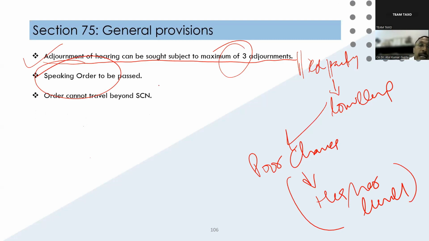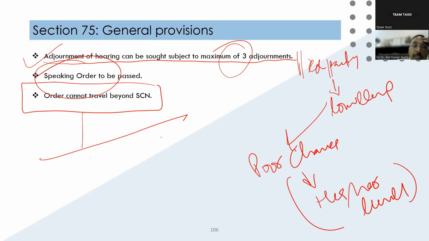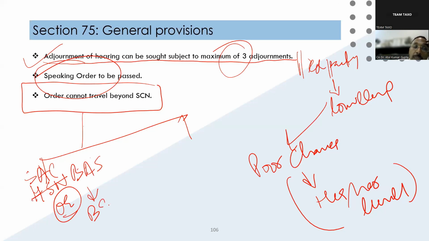Now, my dear friend, there is this particular aspect I wish to share with you. The order cannot travel beyond the SCN. Now, my dear friend, what does SCN mean? Show cause notice. There will be many circumstances when the order can be traveling beyond the SCN. For example, the department is creating the demand in a particular HSN and saying, or. So the department is saying that your activity can be, say, for example, in the business auxiliary service, or your service can be in the business support service.